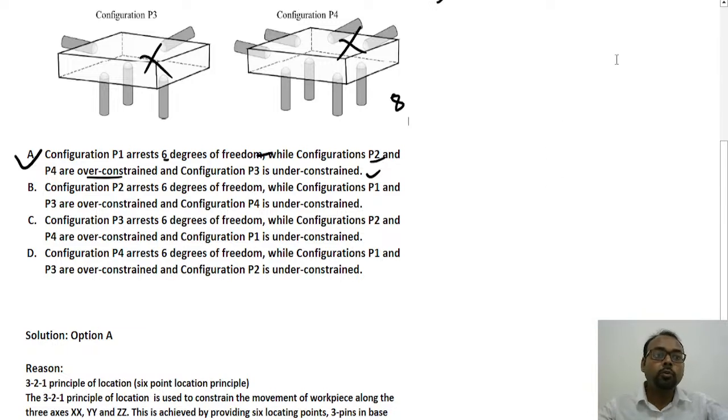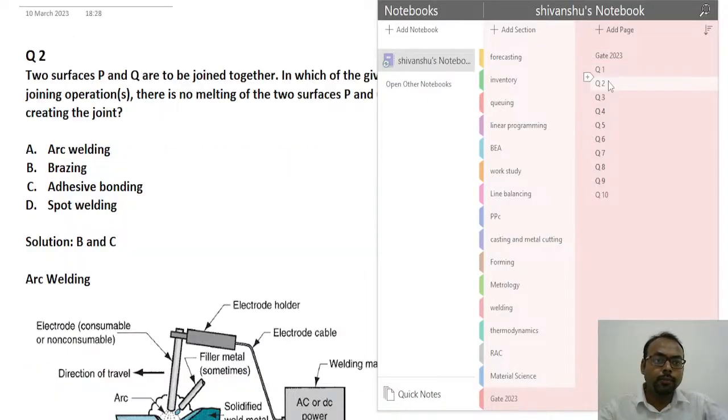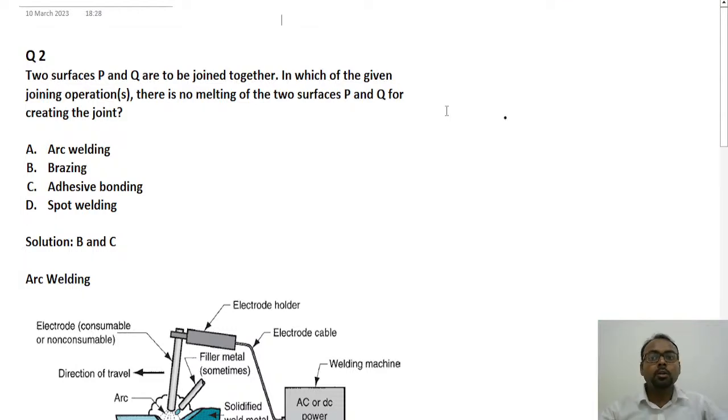So now we are going to go for the next question. This is again a 1 mark question that was asked in the GATE exam. Here you see that two surfaces P and Q are to be joined together. In which of the given joining processes is there no melting of the two surfaces P and Q for creating the joint? So basically this question is asking that when these two surfaces have to be joined, there should not be melting of the surfaces, right?